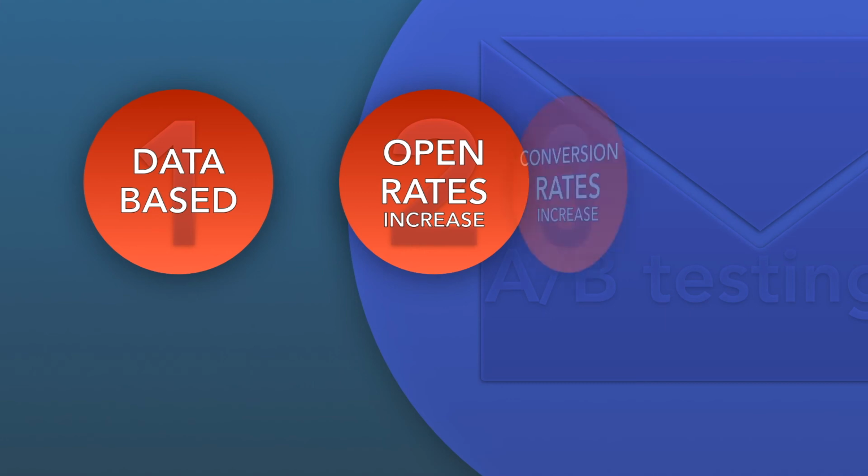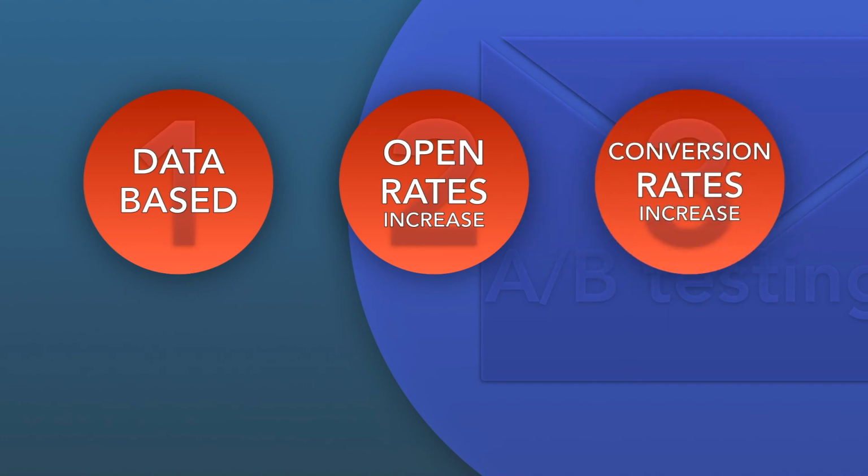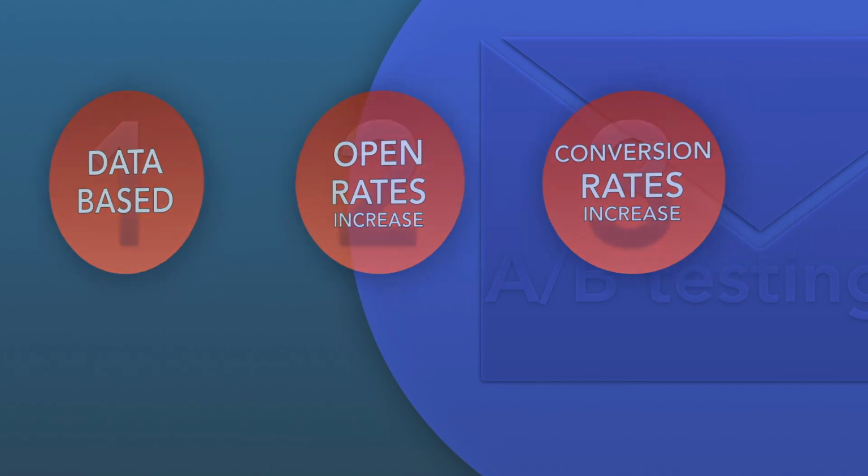The third A/B testing benefit is to increase conversion rate, where by looking at the conversion rate KPI, you can see if your users are taking action when they open your email. You can then improve and ultimately increase your conversion rate.